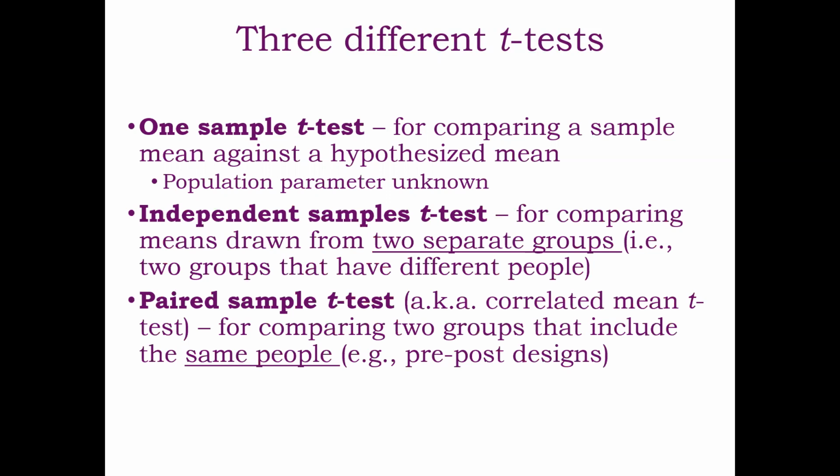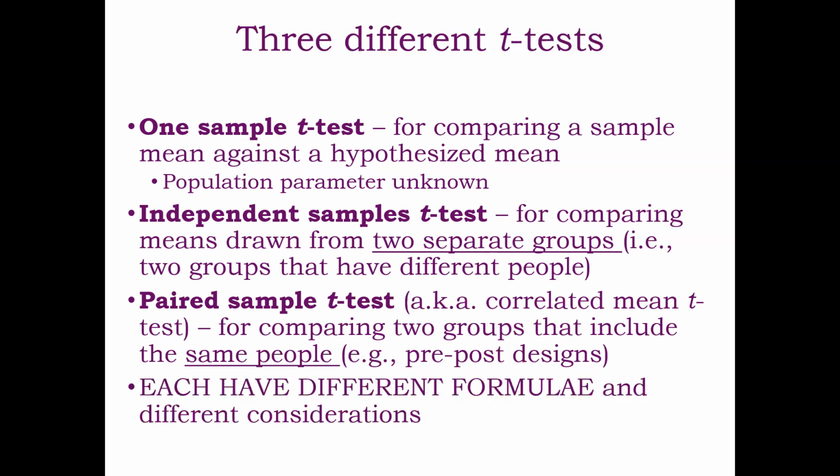And finally, we'll talk about the paired samples, also called related samples or correlated mean t-tests, for comparing two groups that include the same people. For example, pre-test, post-test designs, or anything where you're comparing values on two variables for the same person. Same person does two different tests, or the same tests at different times, and so forth. These have different formulas and different considerations.